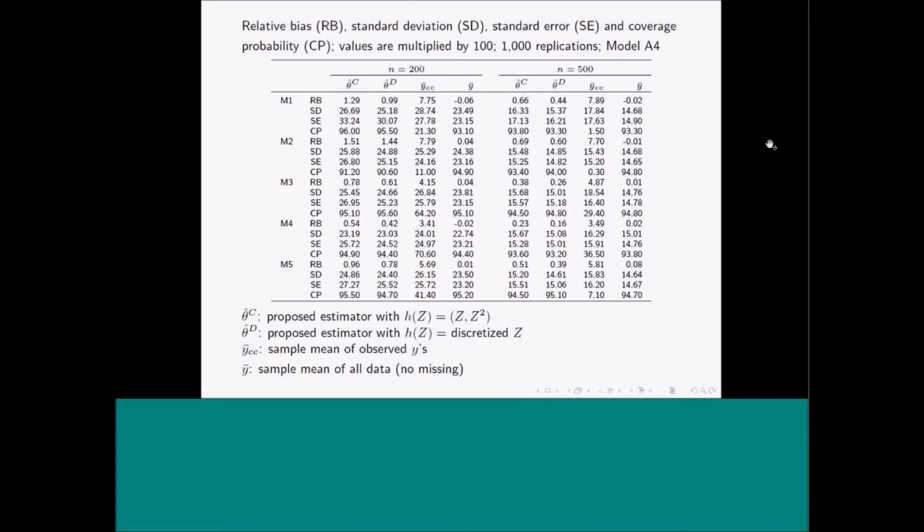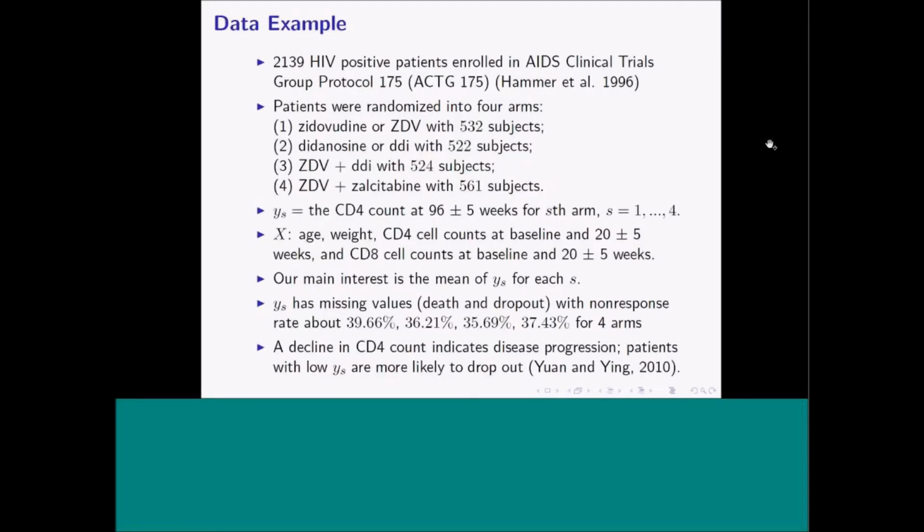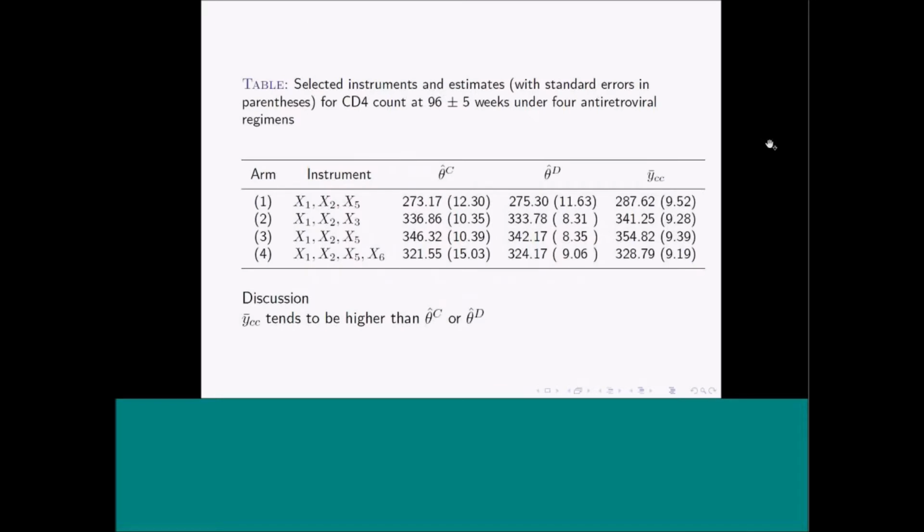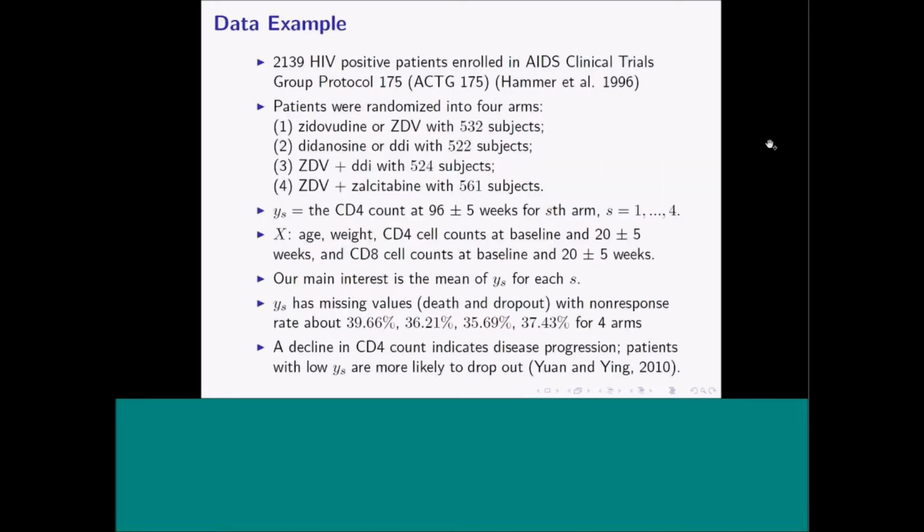There are some details, which I'm just going to omit. And here is a data example. It's a study with an older data set. Previously we also applied our method to this data set, but at that time we assumed the instrument was known, so we picked one instrument. But here we use the new method to search for instruments. In the end, there are 4 arms in this article: 1, 2, 3, 4.